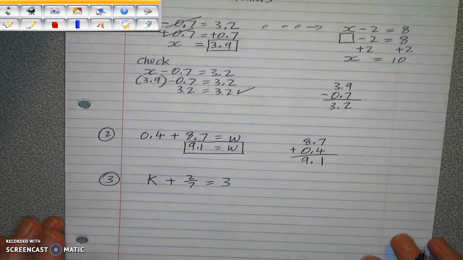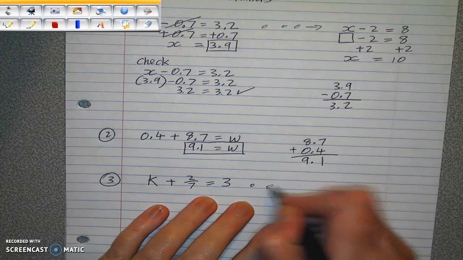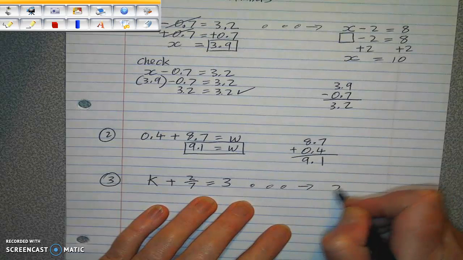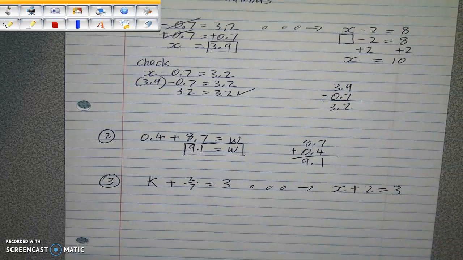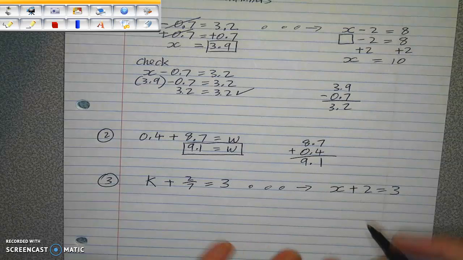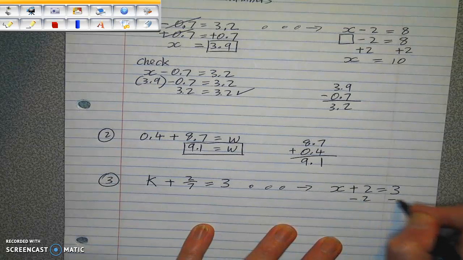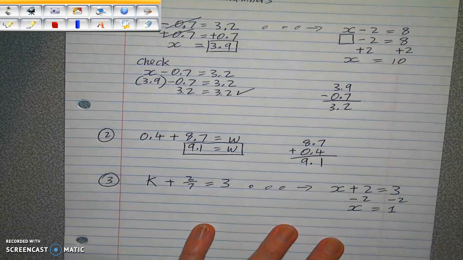Okay, k plus 2/7 equals 3. If the fraction throws you off, think of a similar equation that has whole numbers, and that will tell you what to do. So because this is an addition equation, to solve it, we've got to find some number. When we add 2, we get 3. So something plus 2 equals 3. That's going to be 1. And the way you do it is by subtracting 2 from both sides. And you get 1 as your answer.